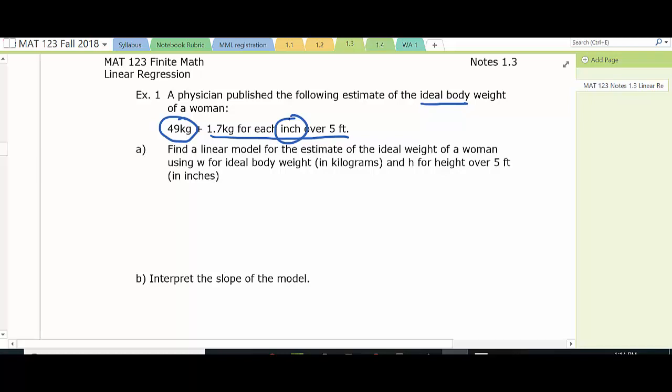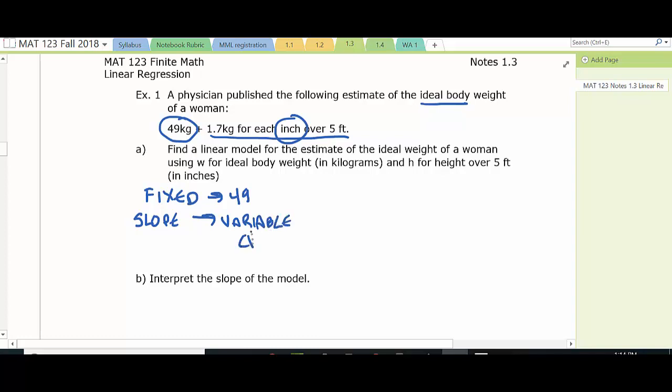Okay. So if you're going to put this in a linear model, it'd kind of be like this. Something is always fixed on a linear model. What is fixed in this problem? The 49. If we're going to calculate your ideal body weight, we're going to start with 49, so the fixed is going to be the 49 kilograms. What is varying in this? What's the variable change? See, that's the slope. So the slope is like the variable change.